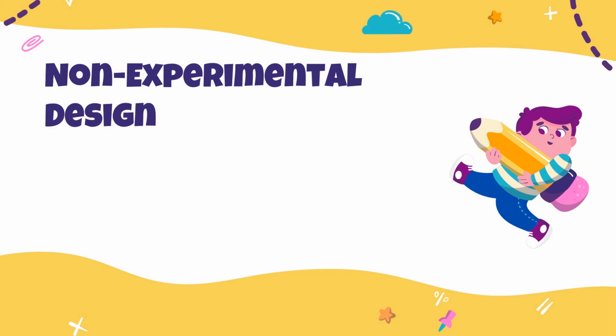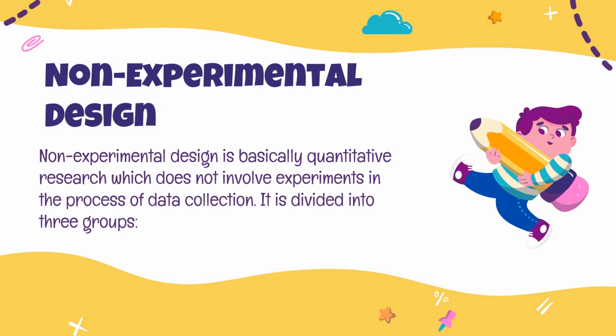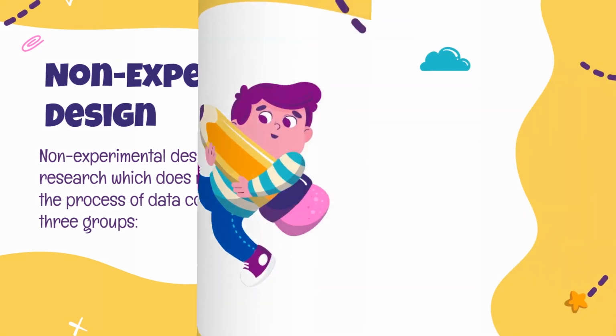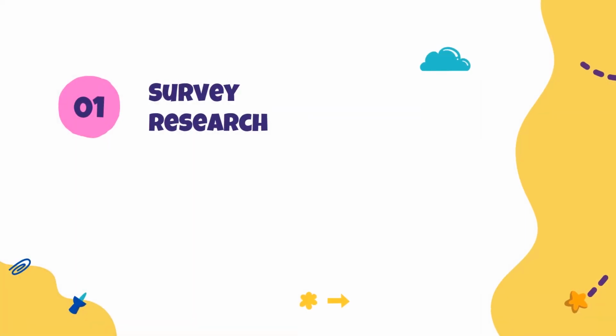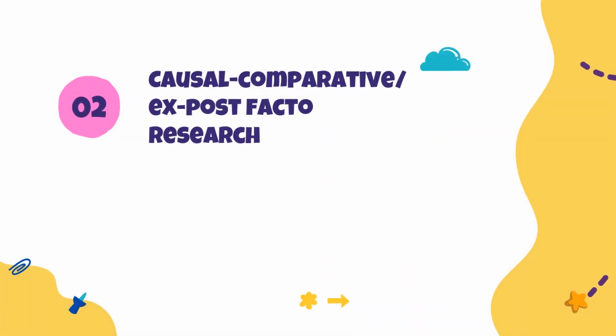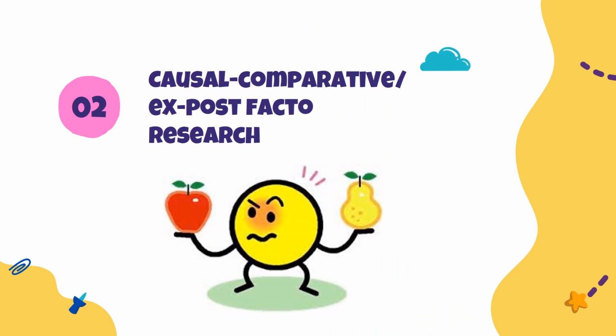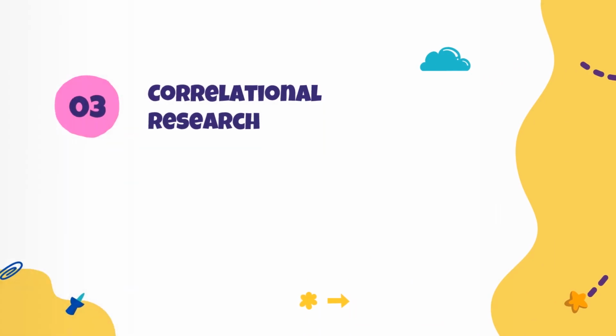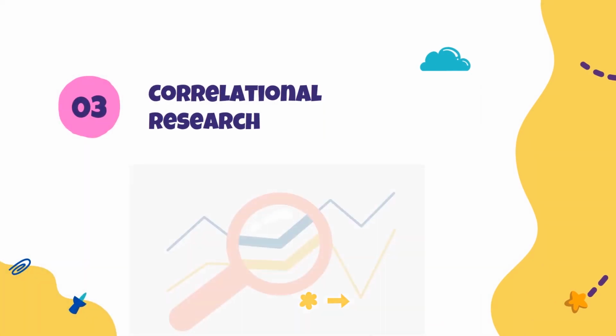Non-experimental design. Non-experimental design is basically quantitative research which does not involve experiments in the process of data collection. It is divided into three groups. Number 1, the survey research. Number 2, the causal comparative or ex post facto research. And number 3, correlational research.